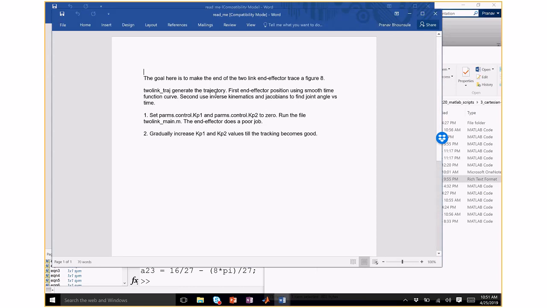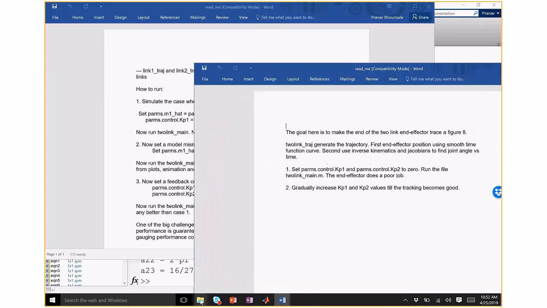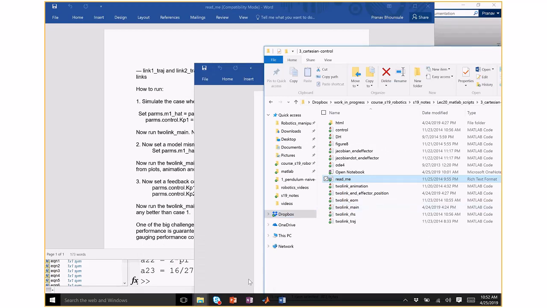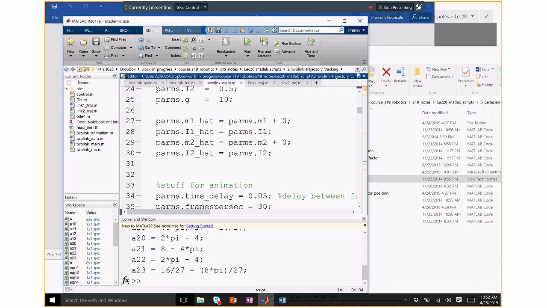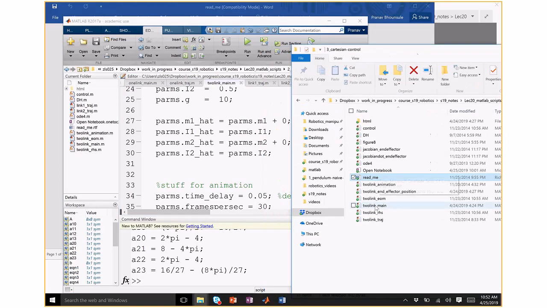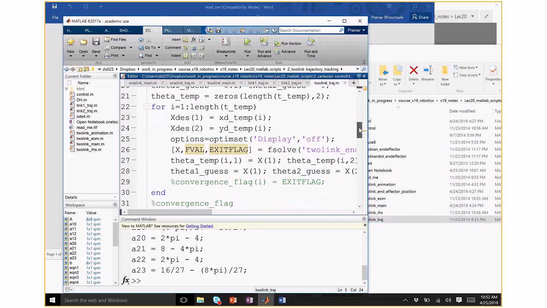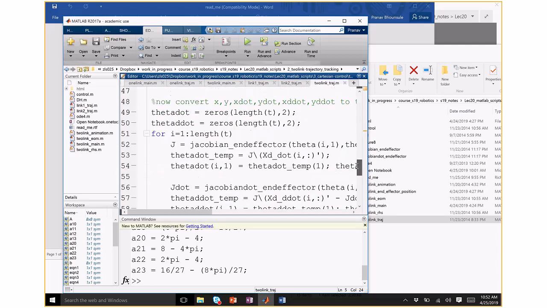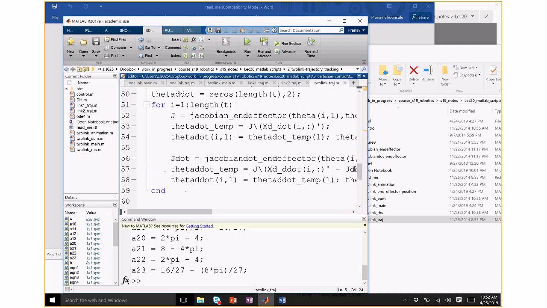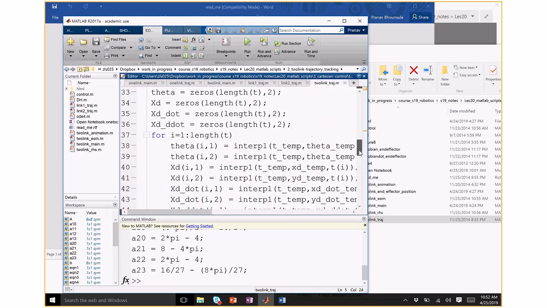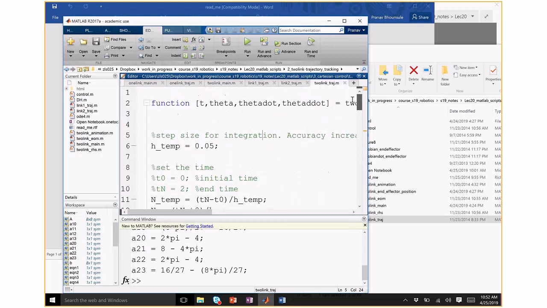Two-link underscore track generates the trajectory. Okay. First, end effector position using smooth times function curve. Second, using time. Okay, let's just see what's available here. Let me open the two-link track. Okay, so it looks like in this file I'm estimating J and J dot. And I just use Matlab to do it. I don't really do any computational plan. Of course, I need to specify J though. I think I already have the J's. It's a two-link manipulator, so I found that in the previous class.